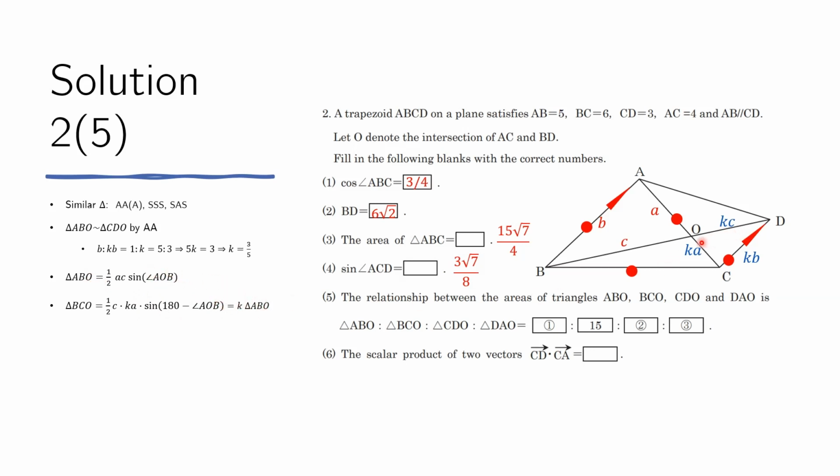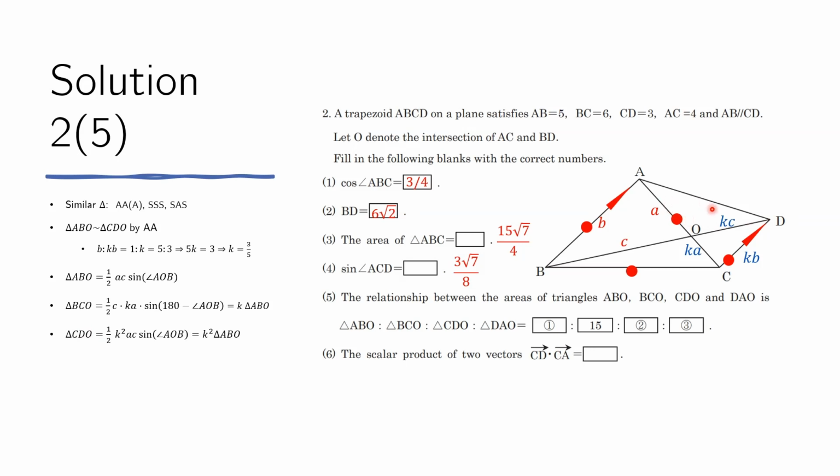And next, we look at this area here. Again, that's 1/2 times this side, which is KA, and this side, which is KC. So we get 1/2 K squared AC. And again, the angle here is just equal to the angle AOB. So that's again sine of AOB. We already know the value of 1/2 AC sine AOB, so we replace that with ABO. And this is what we get for the triangle CDO. So we just move the K squared outside.